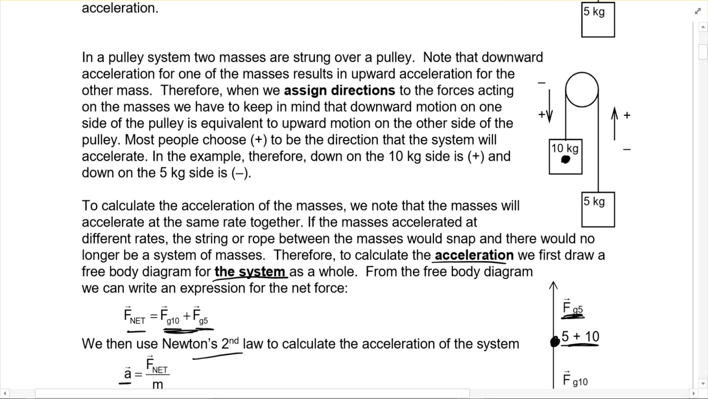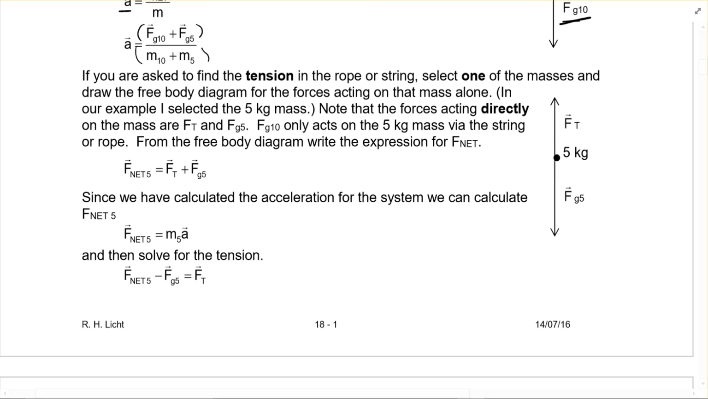It doesn't matter which one you look at, but if you were looking at the 5 kilogram one, you look at that just on its own. Kind of ignore the 10 kilogram one for now, right? So you'd have an FG for the 5 kilogram mass going down, and then you'd have a force of tension going up. And that's the free body diagram we're going to do to figure out the tension in the rope. So that's our formula. And then what you're going to do is figure out what the net force is using the acceleration that we just found above.